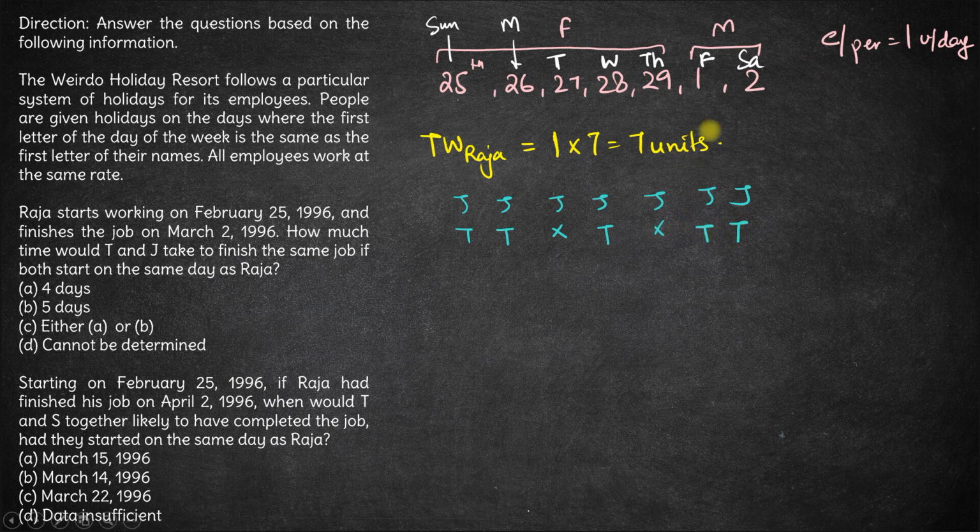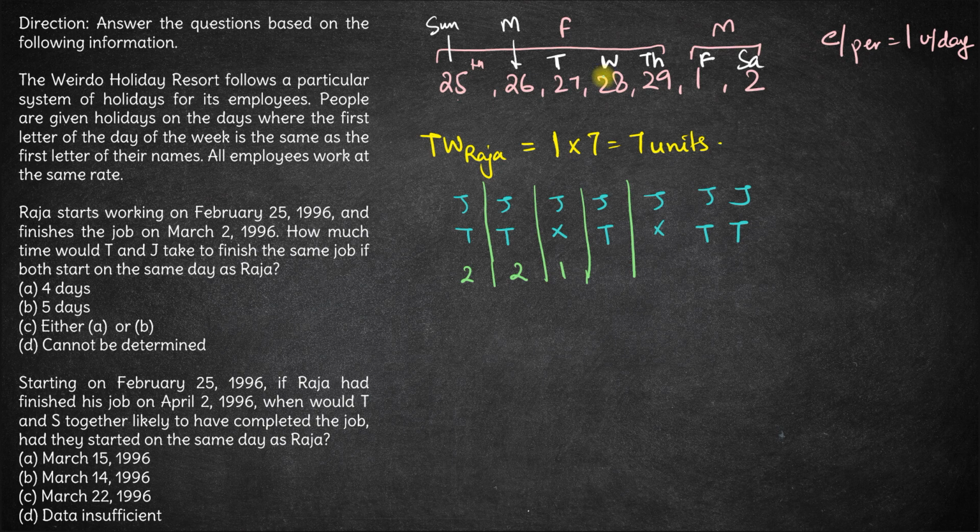Now together, both of them need to complete 7 units of the work. So let's see in how many days 7 units of the work will be completed. On the first day, Sunday, both will complete 1 unit of the work each, so the total work done will be 2 units. On Monday again, both of them are working, so 2 units will be done. On Tuesday, only J is working, so 1 unit is done. So the total work done so far is 2 plus 2, 4 plus 1, 5.